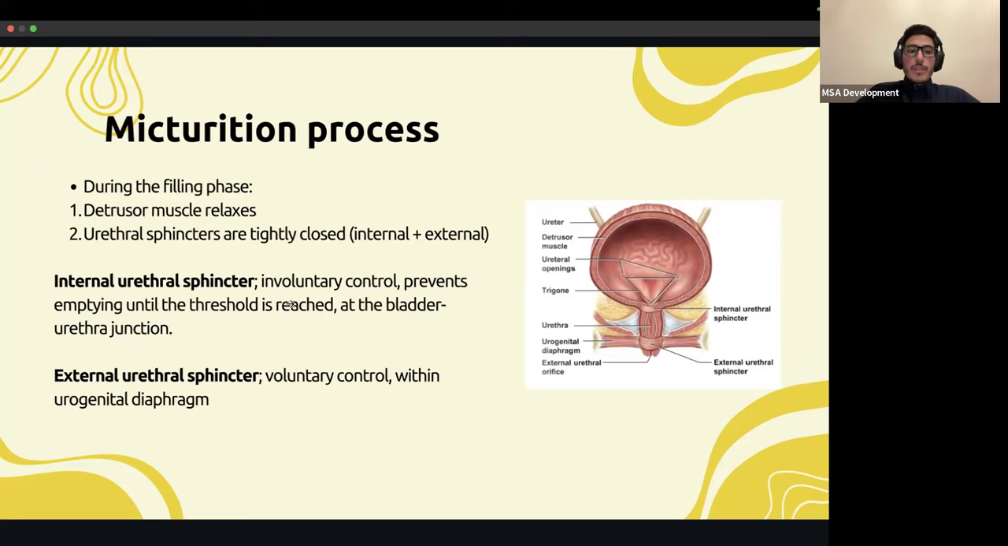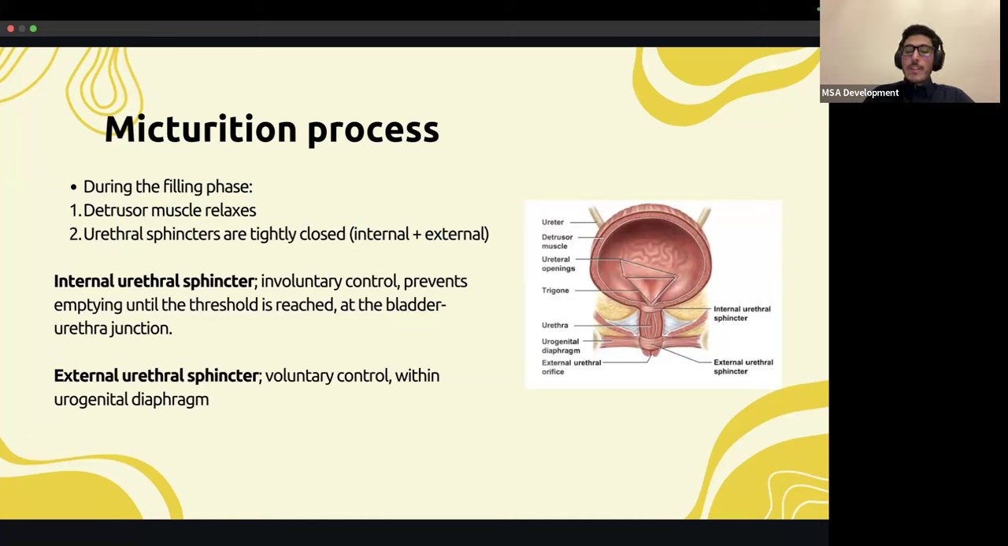For the micturition process, we have the filling phase. In the filling phase, guys, I need you just to focus on number 1 and 2, because those concepts and those 2 or 3 muscles we'll discuss as the lecture goes along. The detrusor muscle relaxes. So in the filling phase, this detrusor muscle is going to be relaxed, whereas for the urethral sphincters, we have internal and external urethral sphincters. Both of them will be tightly closed. This is in the filling phase.